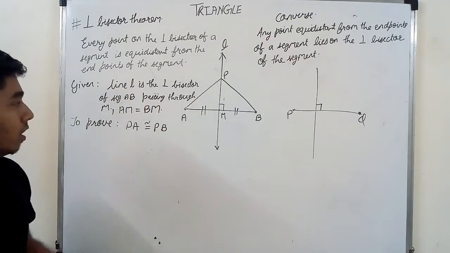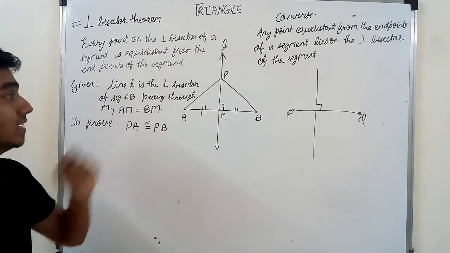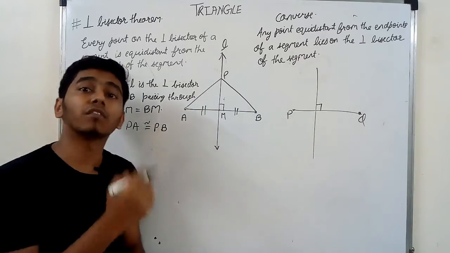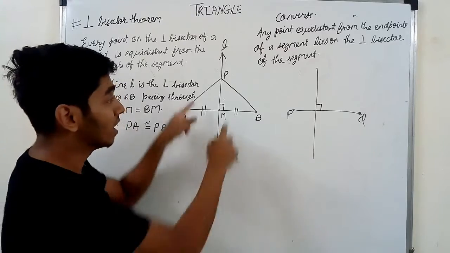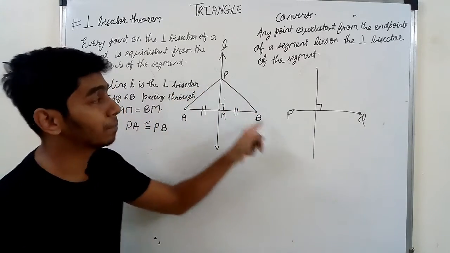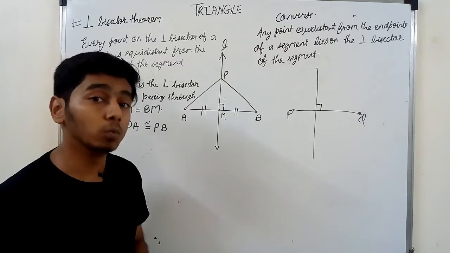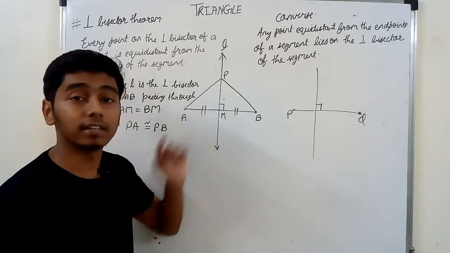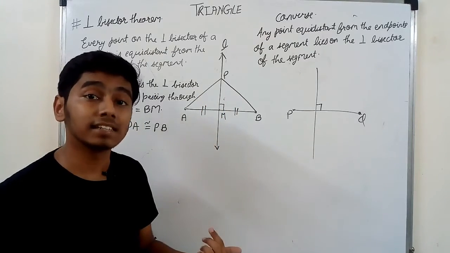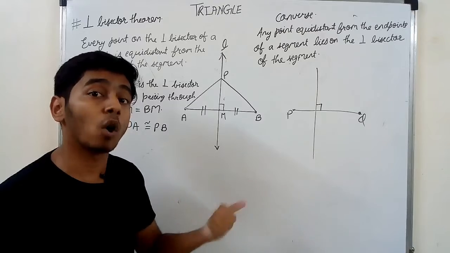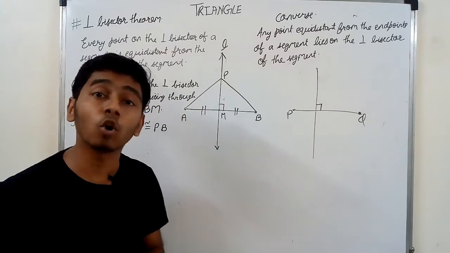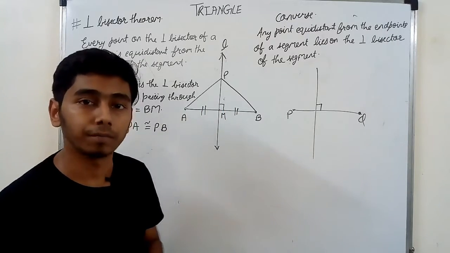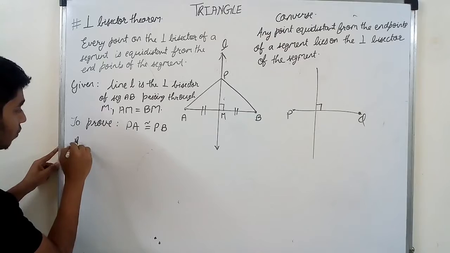Now this is to be proved. Let's see how we do it. We have to prove that this and this should be equal. If you have done triangles from the start, you know that if you want to prove these two sides, PA and PB, to be congruent, we can try to prove that the triangles are congruent. If these two triangles are congruent, then by CPCT, corresponding parts of congruent triangles, we can say that this side and this side are congruent. So we'll take these two triangles and try to prove that they are congruent. Let's see how we do the proof.